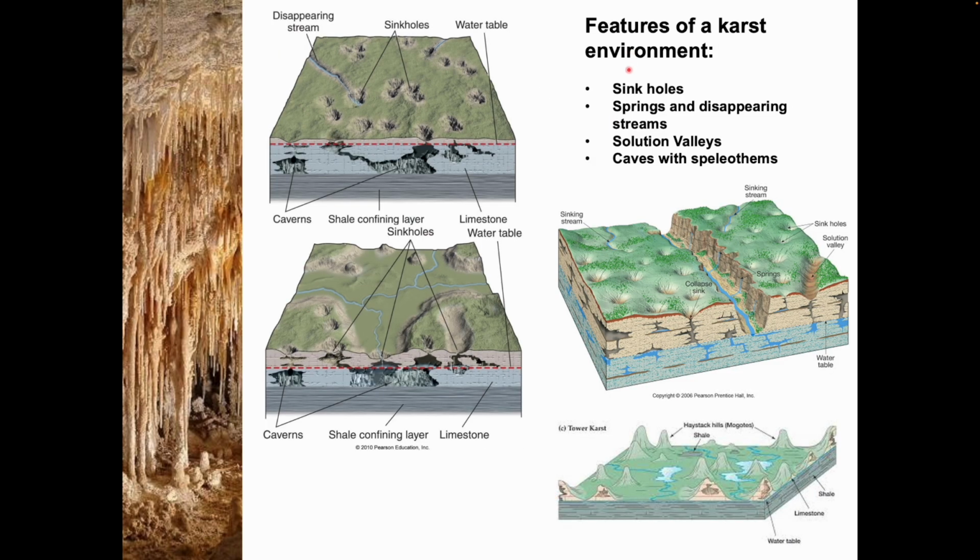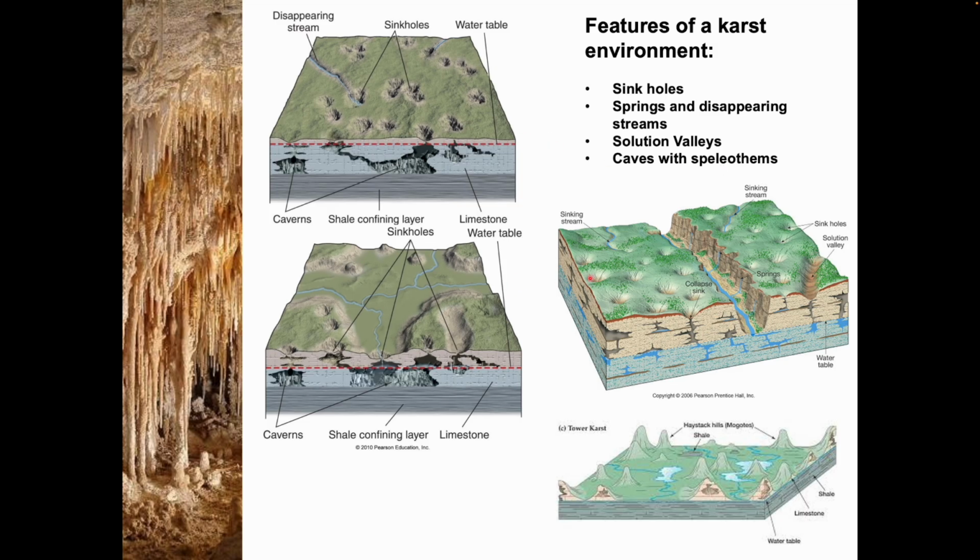Some features of karstic environments, as I already mentioned, are sinkholes, springs, and disappearing streams, things called solution valleys, which happen when a whole bunch of sinkholes line up together, and you get caves with cave formations called speleothems. These are stalactites and stalagmites, which we'll talk about in more detail shortly.